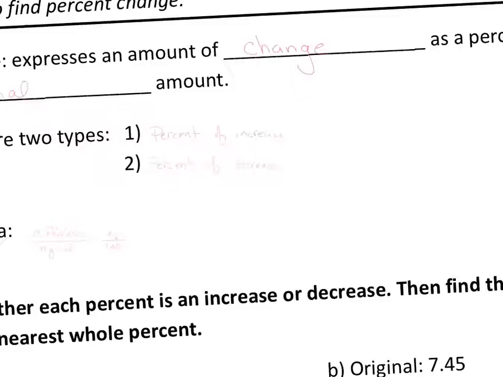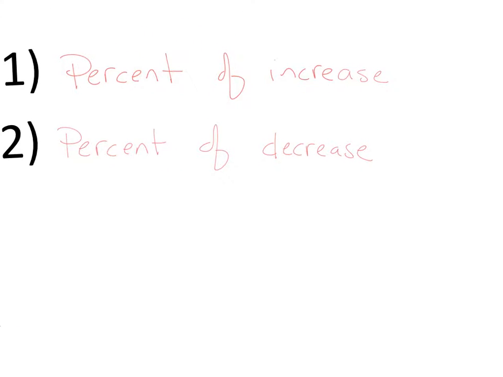Now, there are two types. You can either be going up or you can go down. So we have percent of increase or percent of decrease. Okay, now there is a proportion. So this whole unit we've been doing proportions, and today's no exception. We're still going to be working on our proportion work.